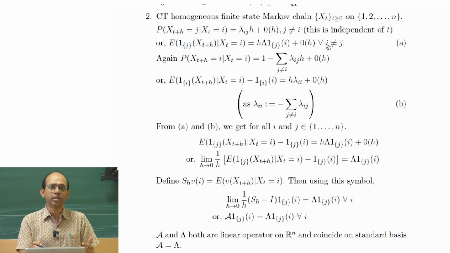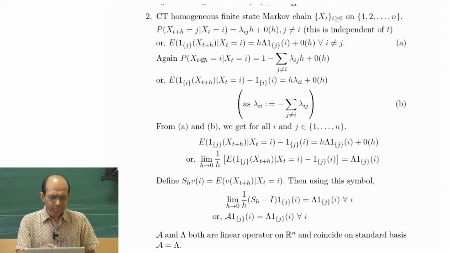What happens when j is equal to i? From the rule of probability that the sum of all events is 1, this is the only thing which was kept aside. So the probability that X_{t+h} is equal to i given X_t is equal to i is 1 minus the summation of lambda_ij over j not equal to i, all of this quantity. So this is pretty much clear what is expected.